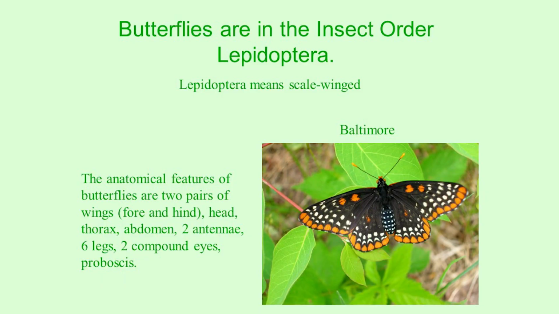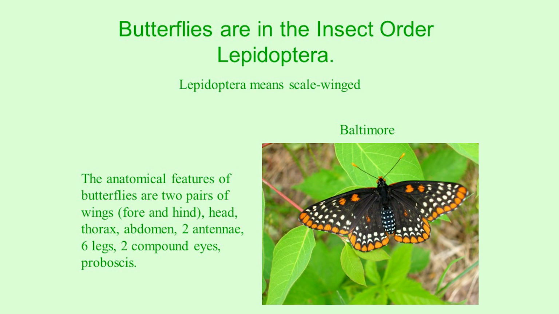Now, let's go a little bit over the biology of butterflies. Butterflies are in the insect order Lepidoptera, and Lepidoptera means that they are scaled winged insects. The anatomical features of butterflies are that they have two pairs of wings. They have a pair of forewings and a pair of hind wings. They have a head. Behind the head is the thorax, and behind that the abdomen. They have two antennae, 6 legs, 2 compound eyes, and a proboscis.